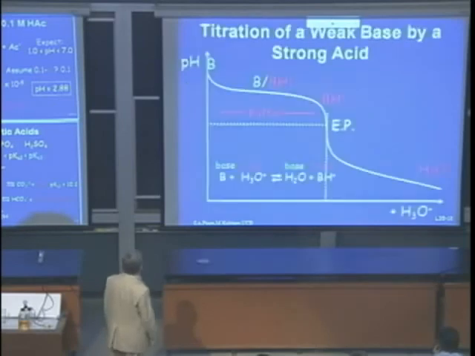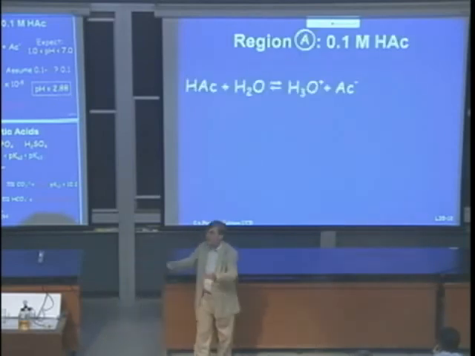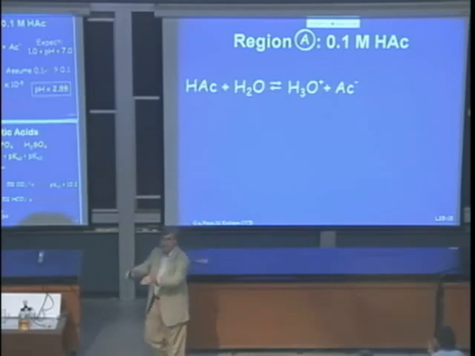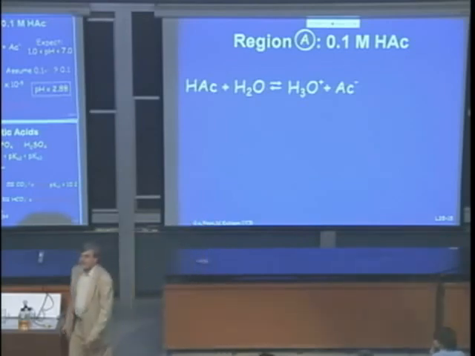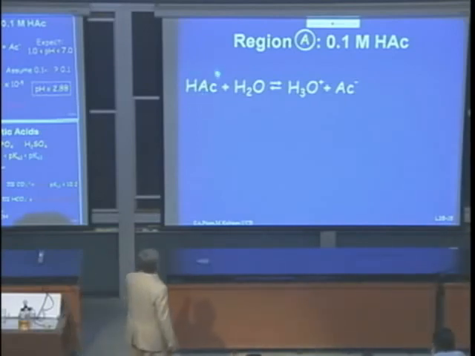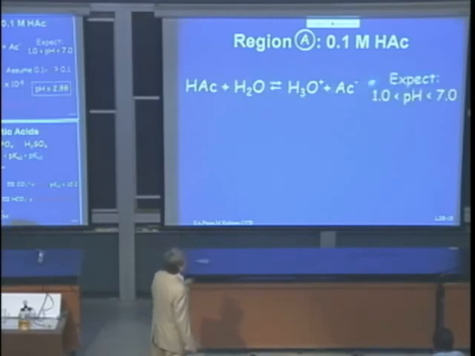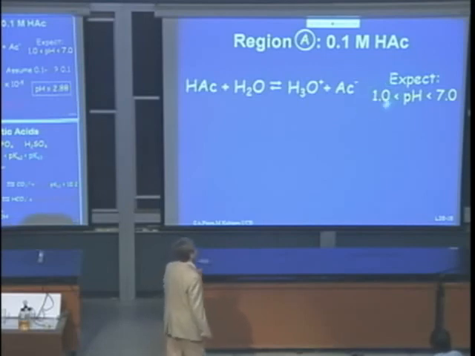So let's look at region 1. We haven't done anything. When we carefully put the acid in water, we calculate that initial pH. That means the acetic acid reacts with the H2O to make H3O plus and acetate, AC minus, and you can expect, as we already speculated, a pH larger than 1 and smaller than 7.